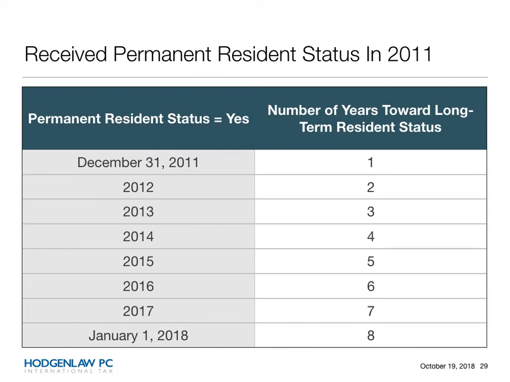So the bottom line, here we sit October 19, 2018. Anyone who received green card status in 2011, barring some things that I'm going to talk about in a second, that person is going to be a long-term resident and therefore has to wrestle with the exit tax when they terminate their visa status.